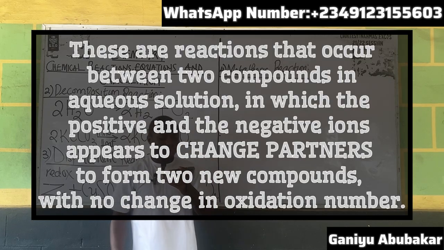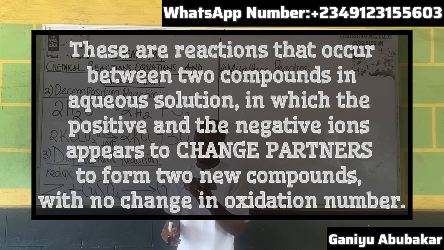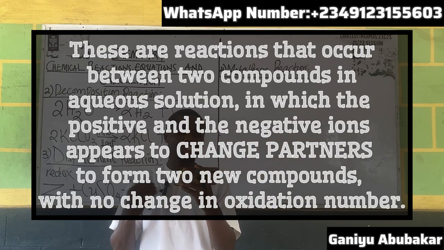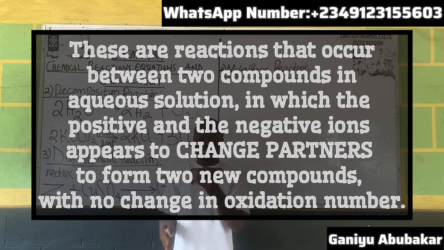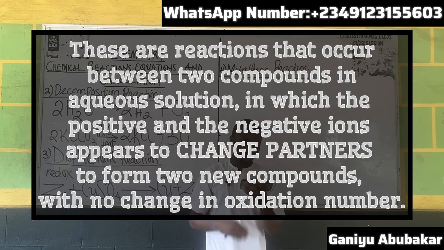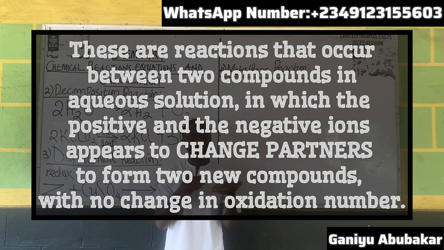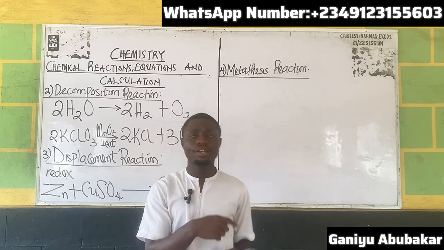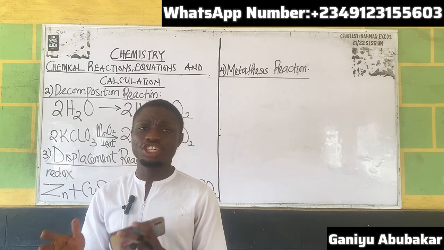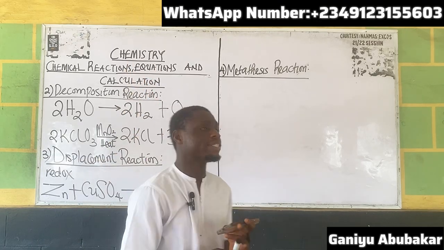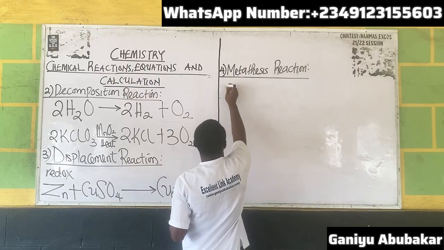These are reactions that occur between two compounds in aqueous solution in which the positive and negative ions appear to change partners to form two new compounds with no change in oxidation number. This is how you define a metathesis reaction. Now, here's the focus. When it comes to metathesis reaction, there are two types. So, let's look at the types of metathesis reaction.